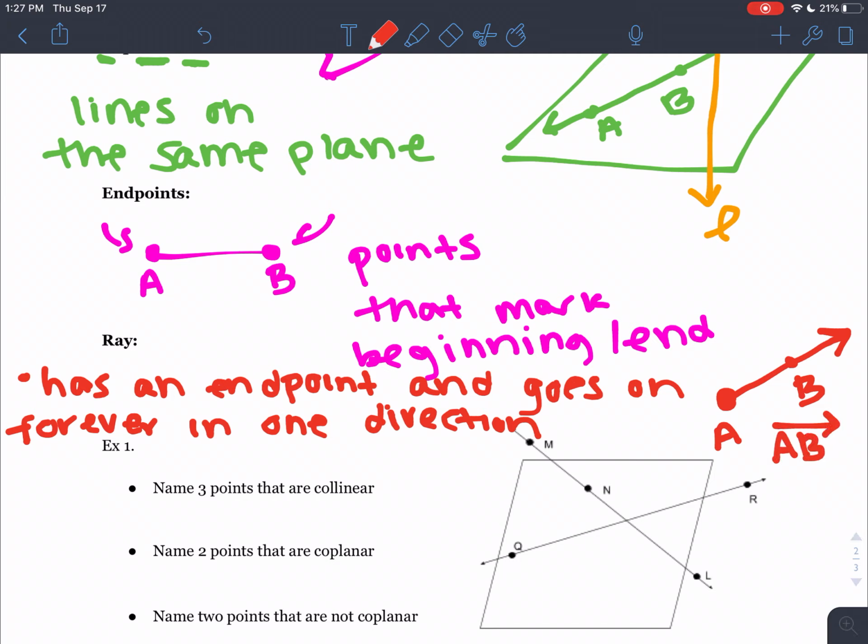AB. Look at how the arrow only goes in one direction when I name it. See how this arrow looks a lot different than if I were naming a line, which would have arrowheads on either side. This has an arrow only going in one direction. And that's the only way that we can name this ray. Because if we did BA, that would be going in a different direction. It's not like we're going from B to A. So we could only name it AB.